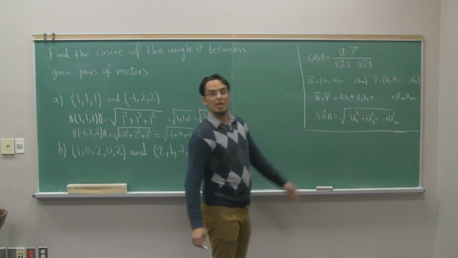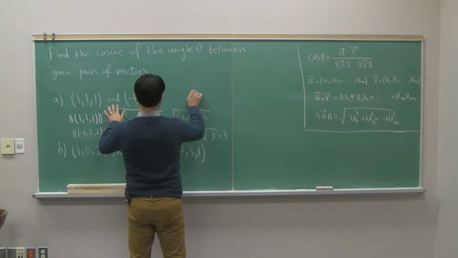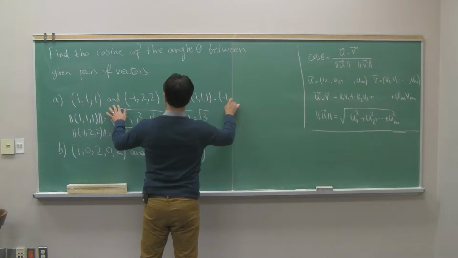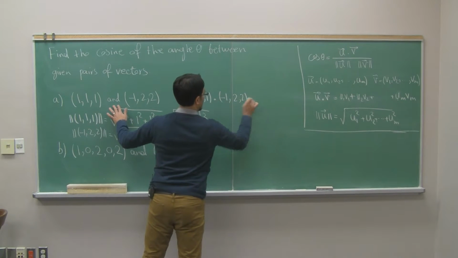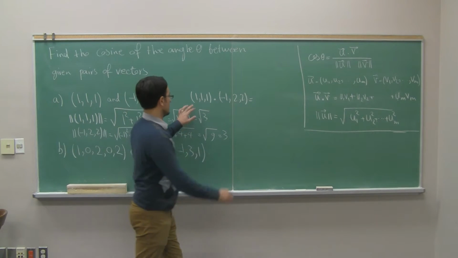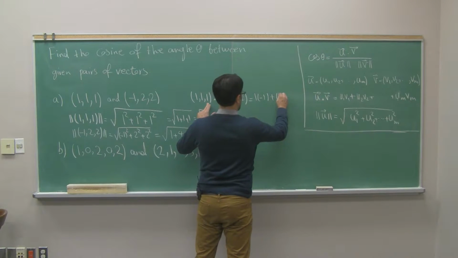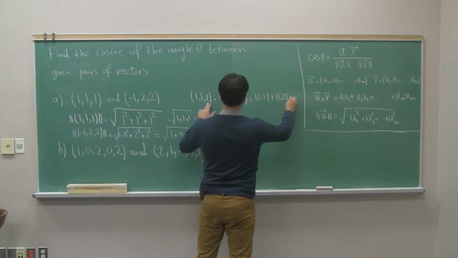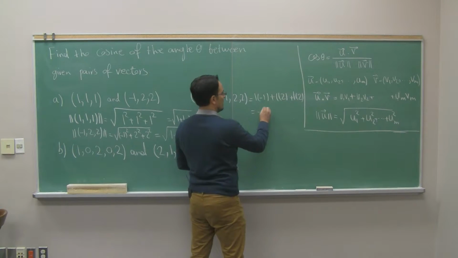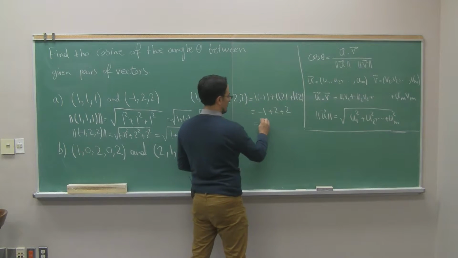The next step is find u dot v. So this guy, 1, 1, 1 dot negative 1, 2, 2. I have to dot the corresponding components and add them. So 1 times negative 1 plus 1 times 2 plus 1 times 2. I have negative 1 here, plus 2, plus 2. If I add them, I'll get 3.